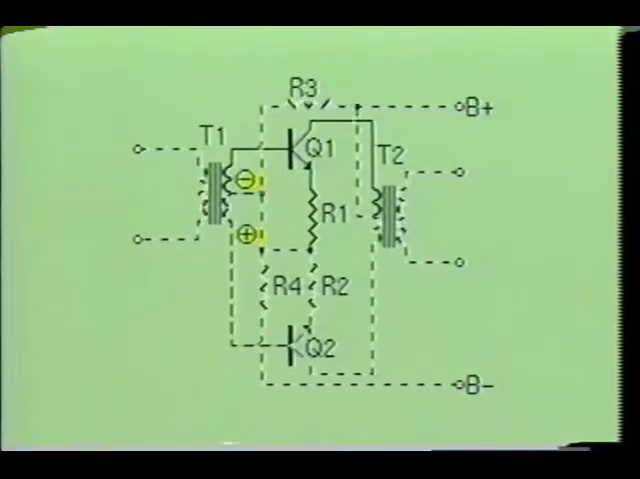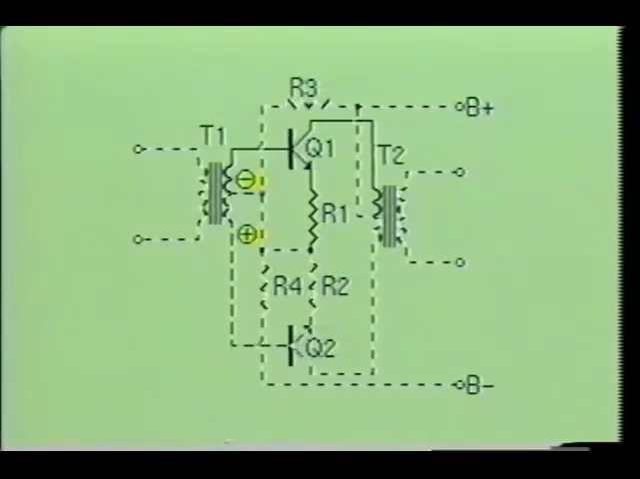When the input signal reverses and the top of the secondary of T1 becomes negative with respect to the bottom of T1, the current will flow from the center tap on the secondary of T1 into the junction of R3 and R4. At this point, Q1 is now reverse biased and Q2 is forward biased. So the current now flows through R2 and into the emitter base junction of Q2.